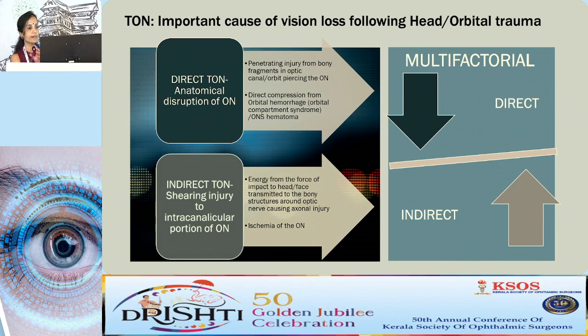We can classify TON as direct and indirect TON. Direct TON is due to an anatomical disruption of the optic nerve, either due to a direct penetrating injury to the optic nerve or due to a compartment syndrome from an orbital hemorrhage or an optic nerve sheath hematoma. Indirect TON is due to a shearing injury to the intracanalicular portion of the optic nerve, either causing an axonal injury or an ischemia of the optic nerve. So causes can be multifactorial.